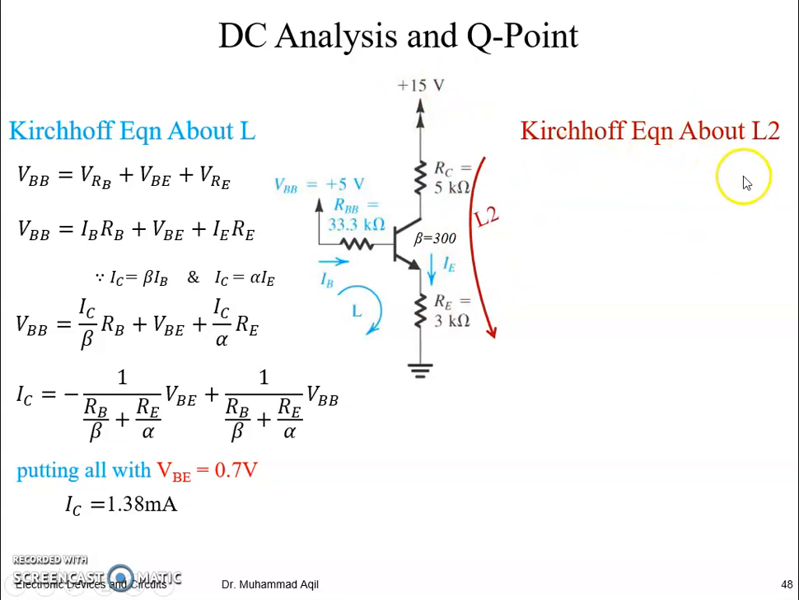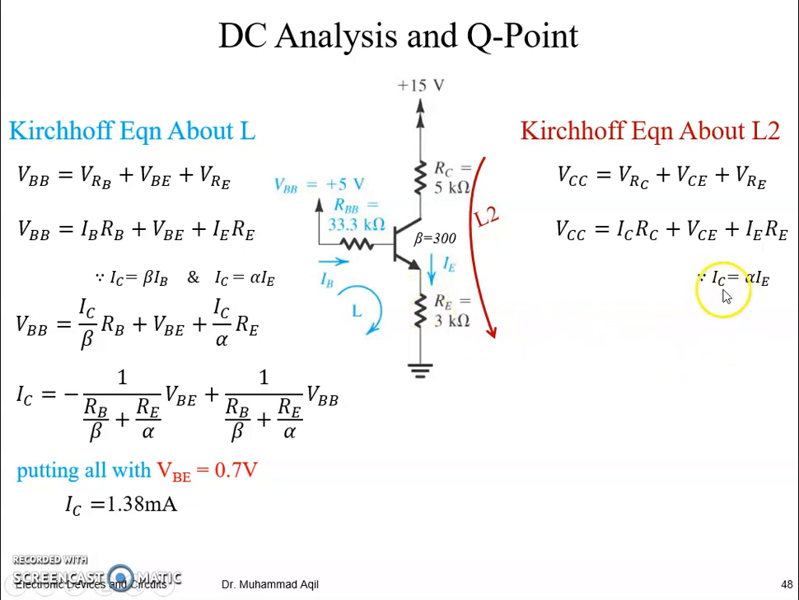write the Kirchhoff's equation about this output loop called L2 here. Similarly, plus 15, then ICRC, then VCE, then RE. Remember, in this loop, two terminals of this transistor are coming, so it can be written as VCE. So it means whatever the voltage is, it is being divided into these three components. So plus 15 would be equal to ICRC, the voltage across this resistance VRC, plus VCE plus VRE. And by using Ohm's law, we can write VRC and VRE as ICRC and IERE, because we know that within this loop, through this resistance it would be IC, and through this resistance it would be IE.